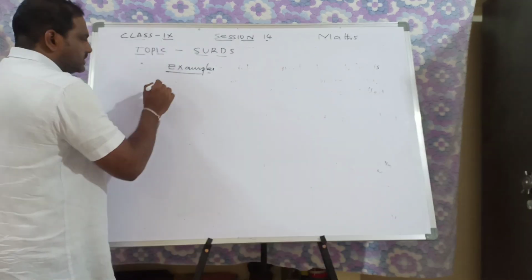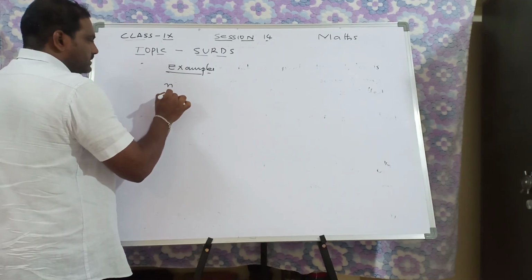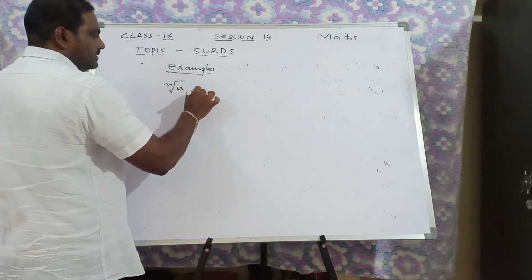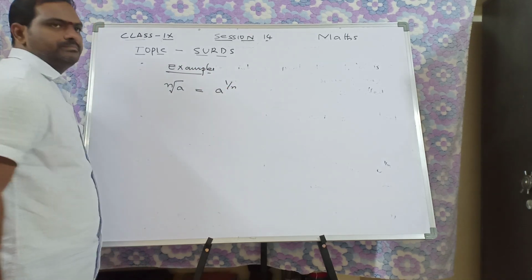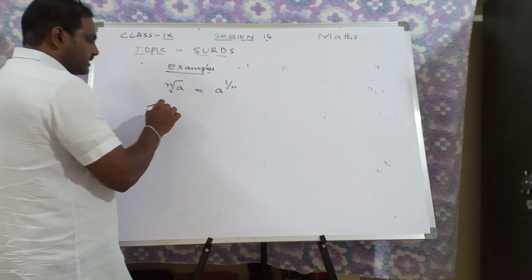Right. So what is the first point? How to write a surd? The nth root of a is equal to what? How do we have to write it? A power 1 by n. Okay.